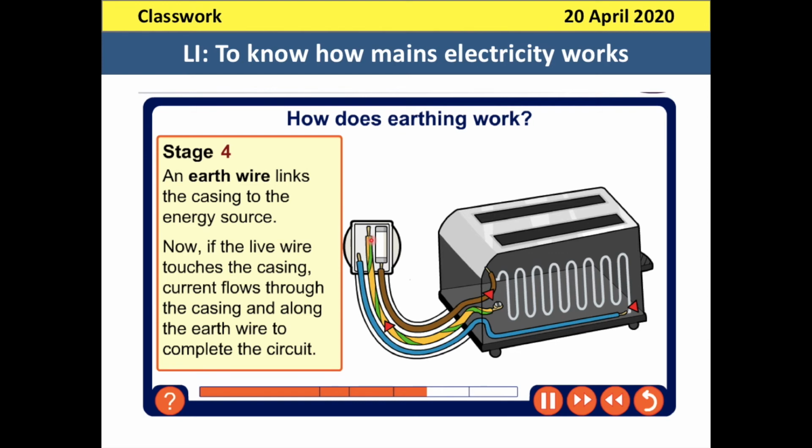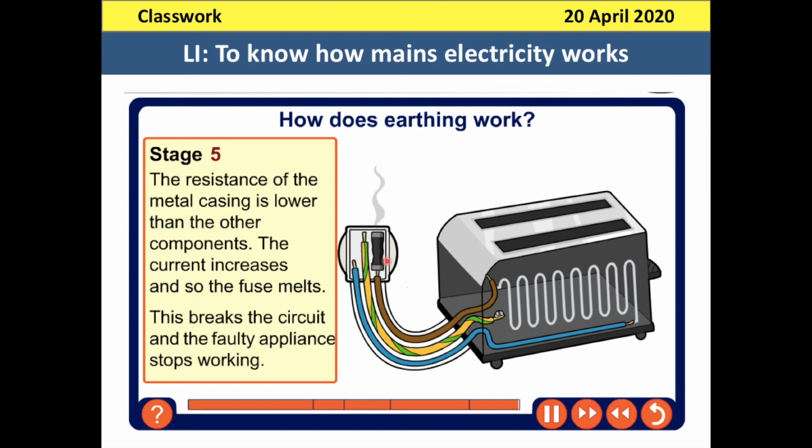Now, what will happen is the fuse is actually going to melt if this happens, because the resistance of the earth wire is very, very low and the resistance of the metal case is very low. There will be a surge in the current which will cause the fuse to melt. And that is how the earth wire prevents us from getting an electric shock.